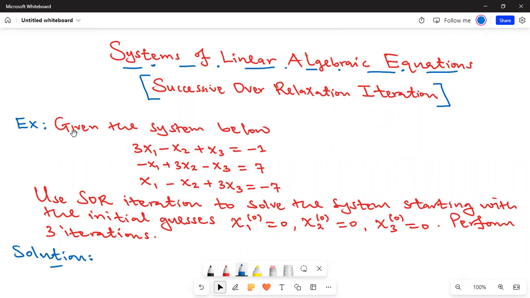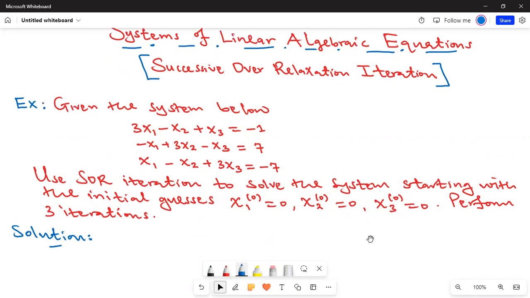Now we have this question. We are given the system below and we are asked to use SOR iteration to solve the system, starting with the initial guesses that x1 at level 0 is 0, x2 at level 0 is 0, and x3 at level 0 is 0. Perform 3 iterations.